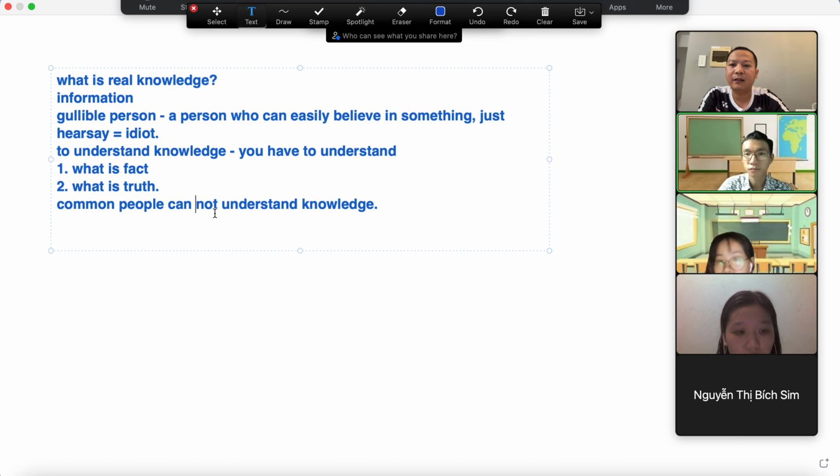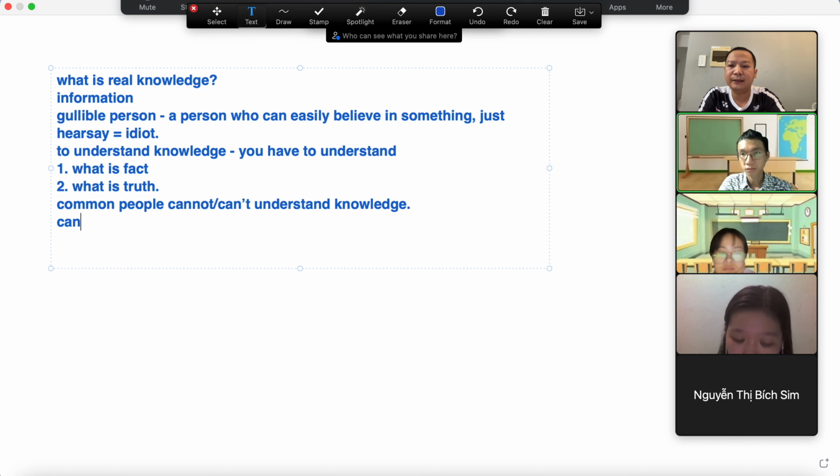When you write cannot, don't write it like this with a gap. This is wrong. I see many students write cannot and put a gap here. No gap here, no space. Write it like this, cannot or can't. Clear? Can not with a gap is not wrong, but it has a different meaning.